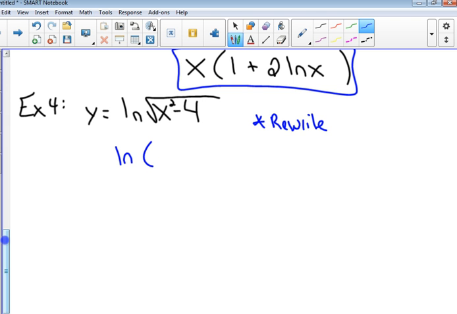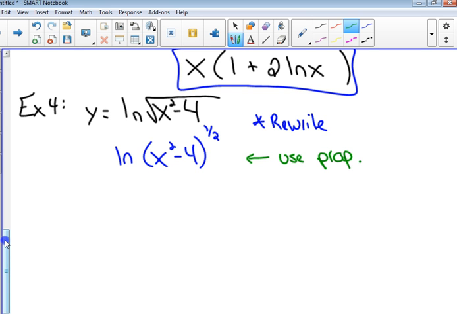So ln of (x squared minus 4) to the 1/2. Okay, so we have two options here. You can make this whole thing a u, but you'd have to end up using some kind of chain rule. Or what we can do to make things easier, and you want to be on the lookout for this when you know you can do it, is to rewrite using properties.